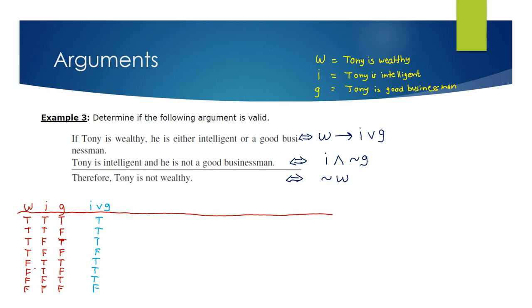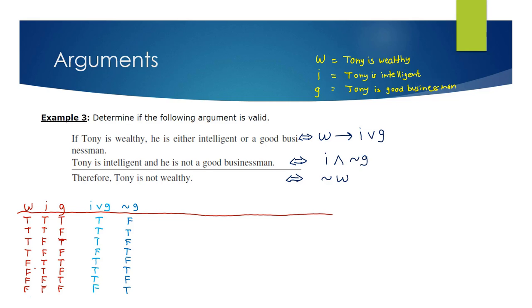Now I'm going to look at not G, because that's another premise, or part of a premise, that I haven't tested yet. So I'm just looking at the G column and reversing all of the truth values. Anything that was true for G is false under not G, and vice versa.